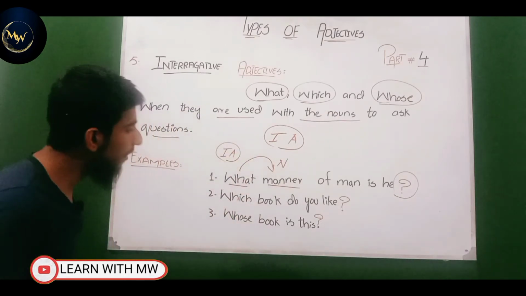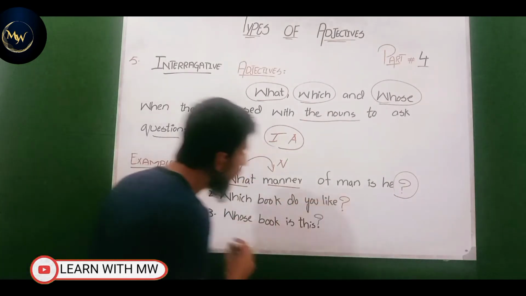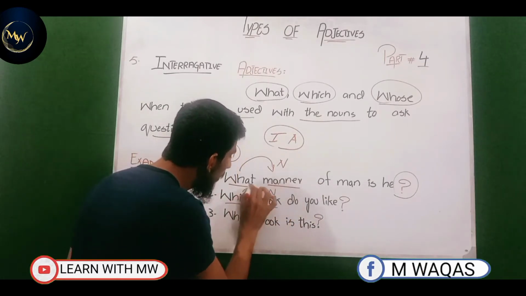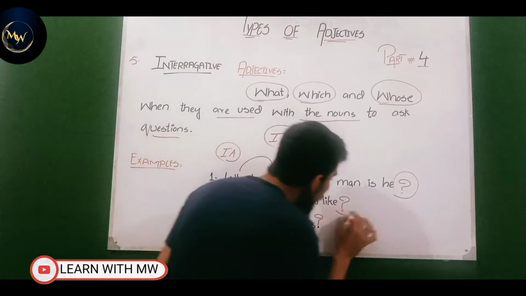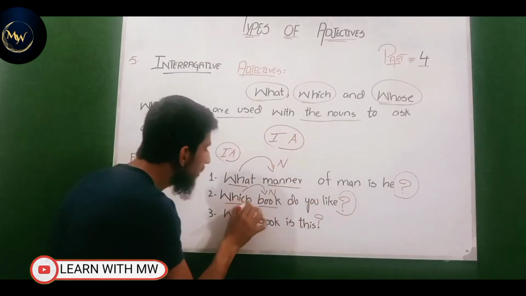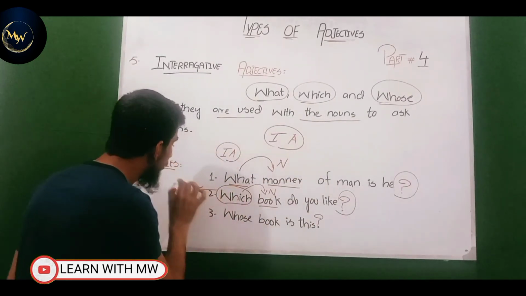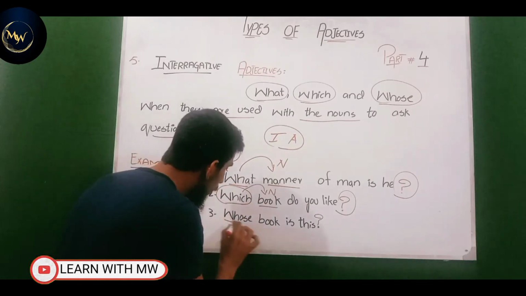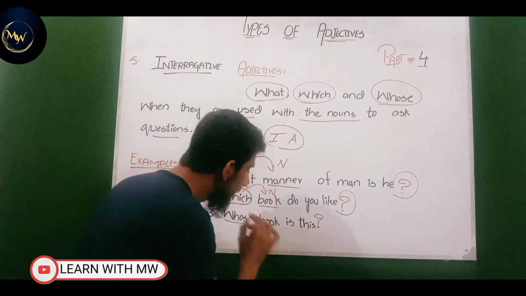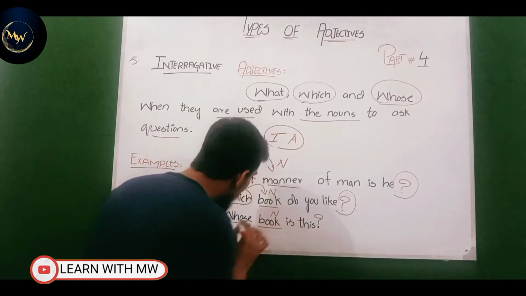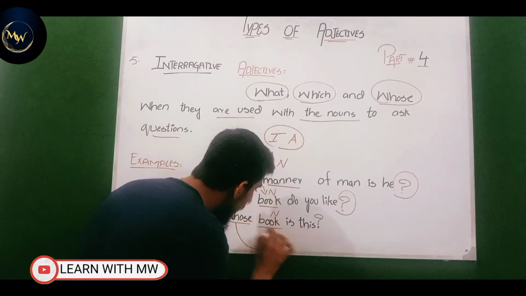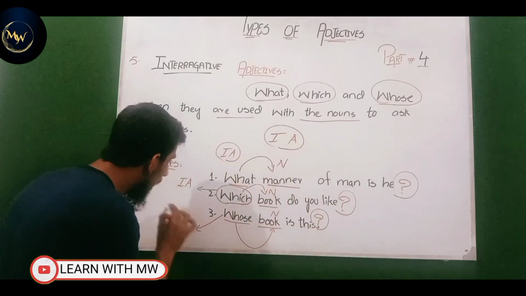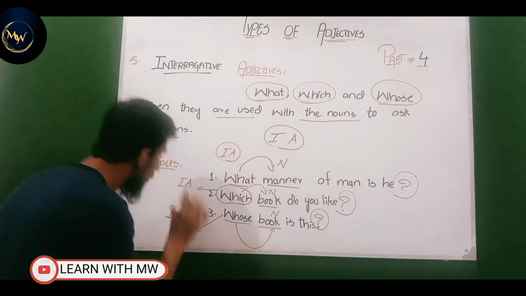Look at the second example. Which book do you like? "Book" is a noun, and "which" is used with the noun to ask a question. That's why "which" is an interrogative adjective. Look at the third one. Whose book is this? "Book" is a noun, and "whose" is used with the noun to ask a question. That's why "whose" is also an interrogative adjective in English grammar.